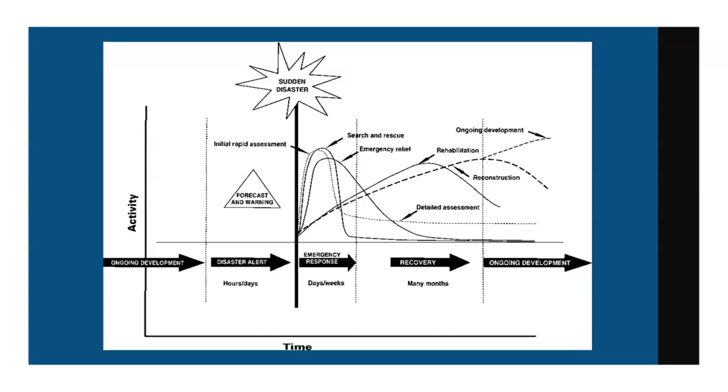A better view of it, as we can see here, is ongoing development or disaster alert. Whether this is days or events, or we may not actually have an alert at all. In this case, we're talking about a forecast or a warning, such as a hurricane or a bad storm. Event happens, and you see this spike of our emergency response. You get your search and rescue, and your initial rapid assessment of damages starts, and then that dies off real quickly and goes back to normal.